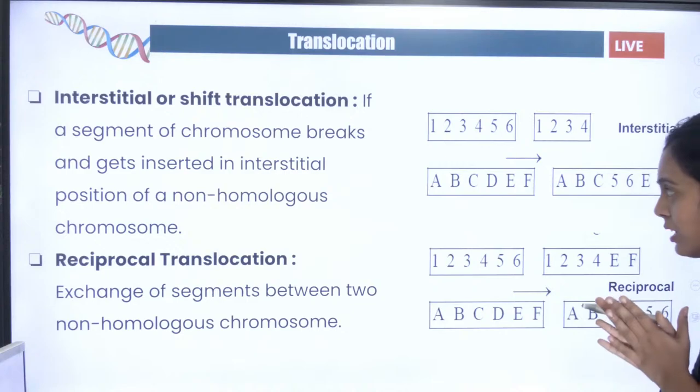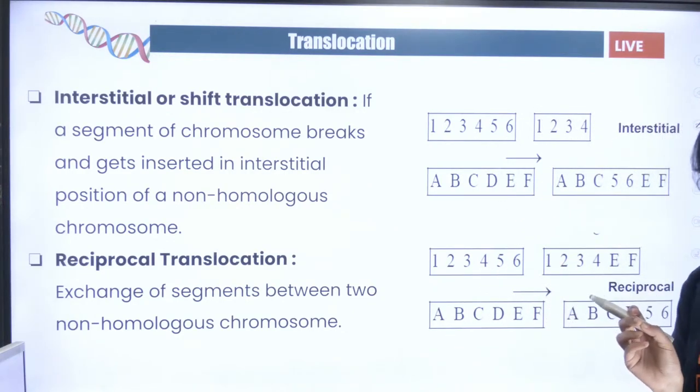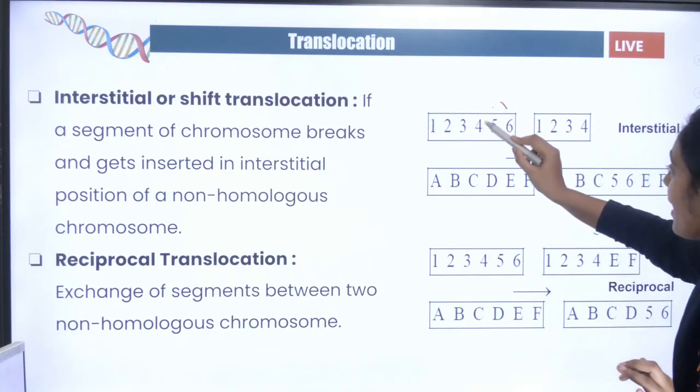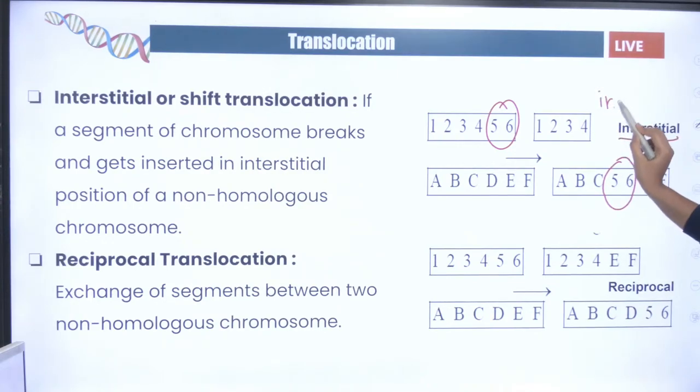Now there is another one, interstitial or shift translocation. Don't think this is very difficult, it is very, very easy. Okay, what happens in interstitial? This 5-6 does not go to the ends and translocate, but in the middle. What is interstitial? In between. Interstitial is nothing but in between they are going to get translocated.